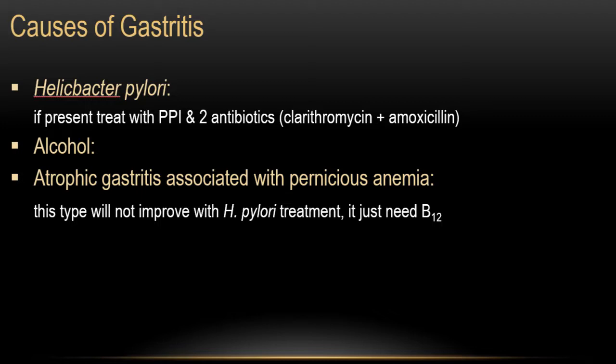And we have another unique cause of gastritis, what we call atrophic gastritis, that is associated with pernicious anemia. It's an autoimmune disease, and this type will not improve with H. pylori treatment because there is no H. pylori here, but there is autoimmune condition damaging the stomach cells. And here the treatment is you need to give vitamin B12 replacement, and the treatment with vitamin B12 cyanocobalamin in such condition should be parenteral, not oral.